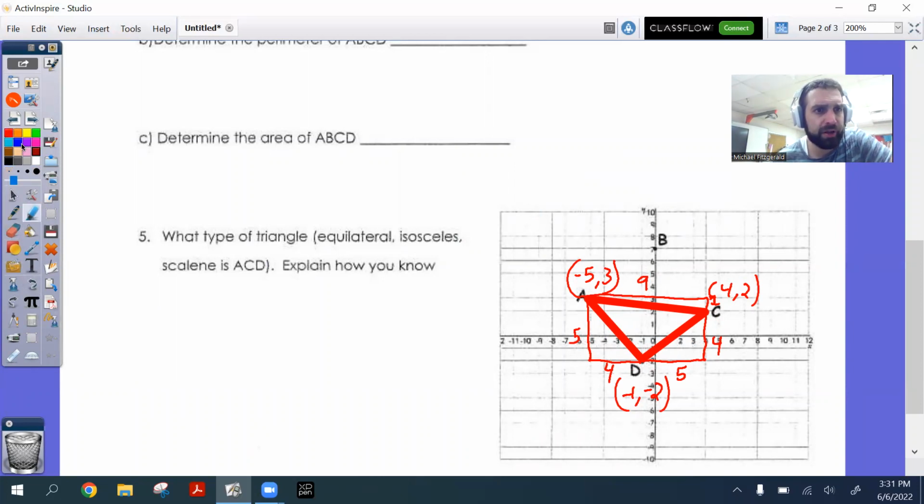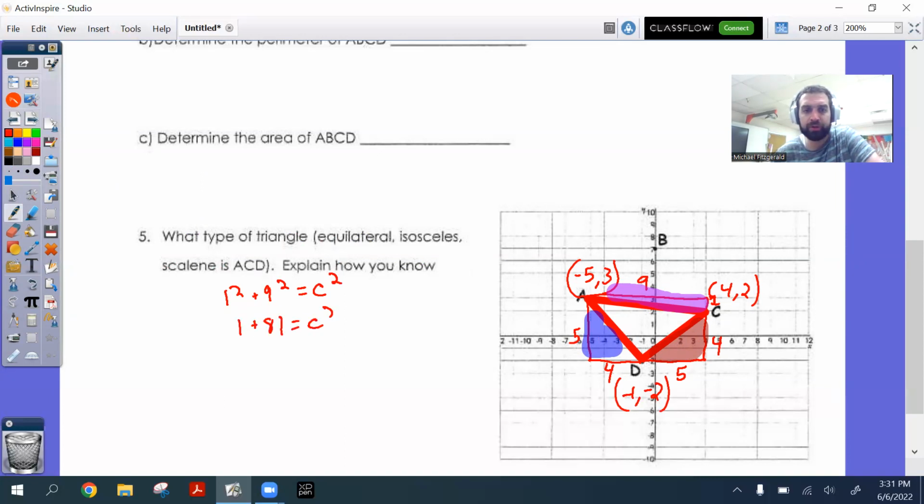We need to find the length of these three sides by using the Pythagorean theorem 3 times. One for this triangle to get that hypotenuse, one for this triangle, and one for this triangle. So we do that 3 times. For the purple, 1 squared plus 9 squared is equal to c squared, right? Well, 1 plus 81 is equal to c squared, so c is equal to the square root of 82, excuse me. With the other ones, we have 5 and 4 for both of them.